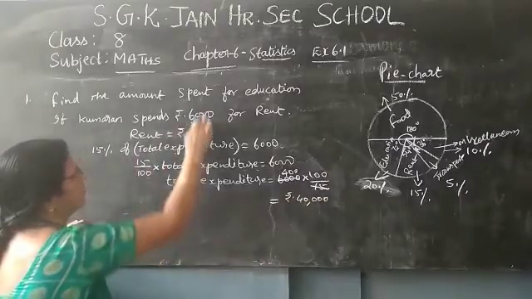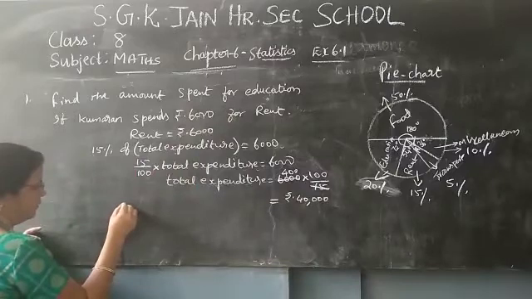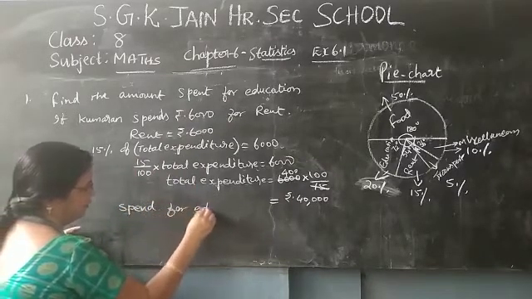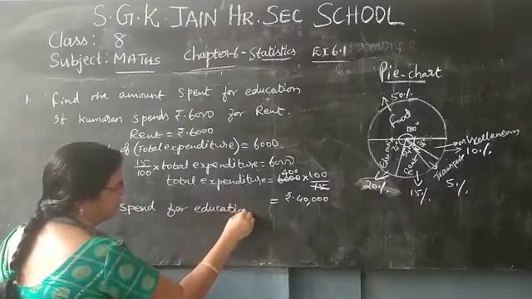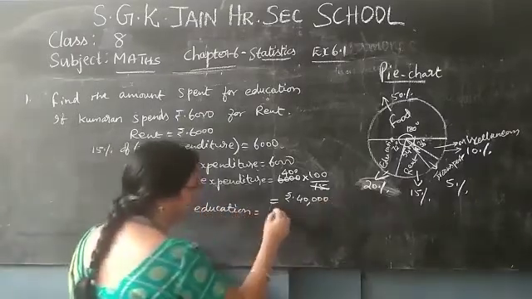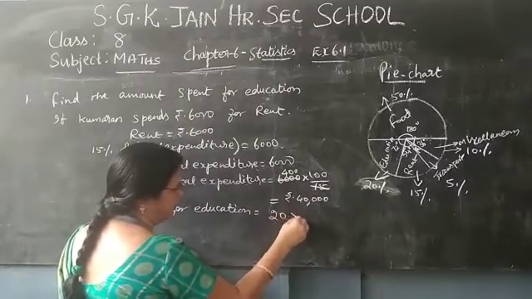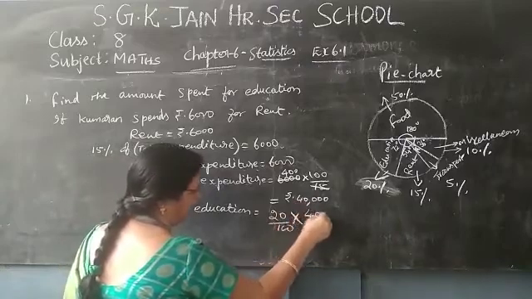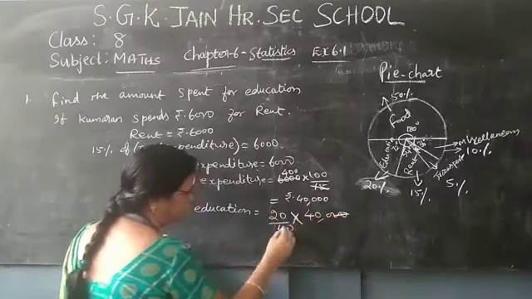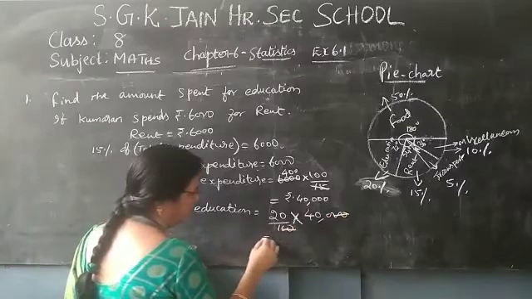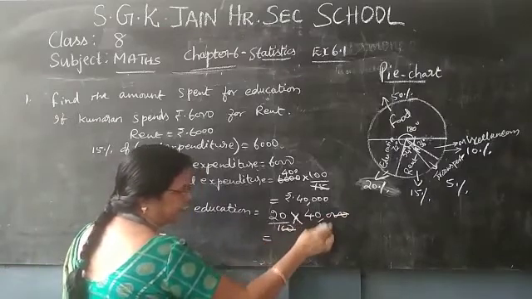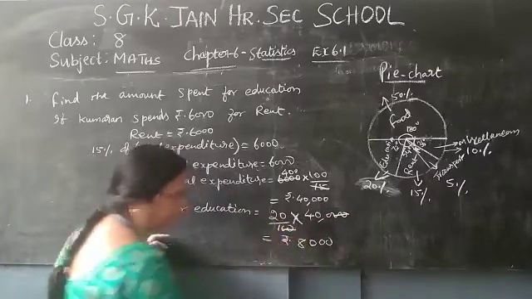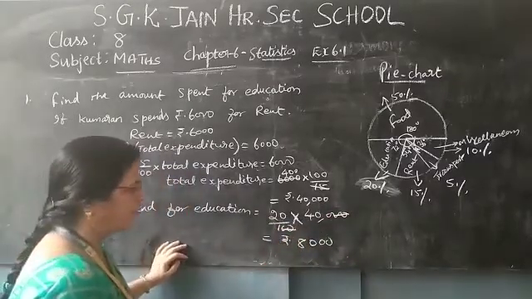Now, what you are going to find out? Spend for education. So spend for education equal to how much more is this? 20% is given. So 20 by 100 into how much here? Total 40,000. So 20 will get cancelled. Now multiplying how much will you get? Last 2 zeros put it as it is. 4 zeros are 0, 4 2s are 8. So how much you are getting? Rupees 8,000.